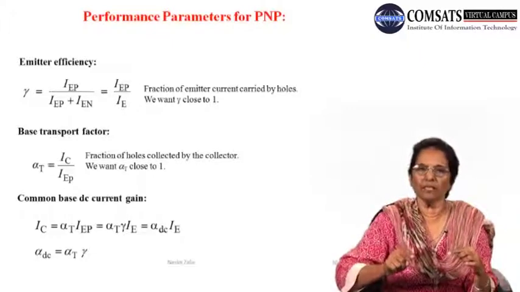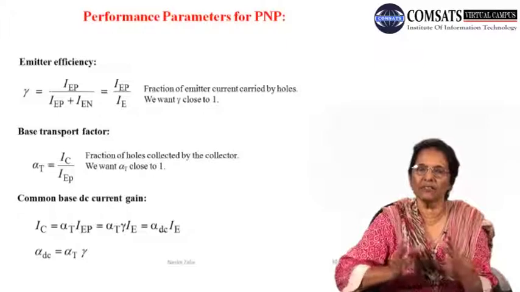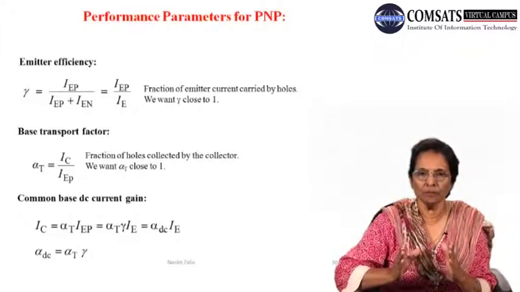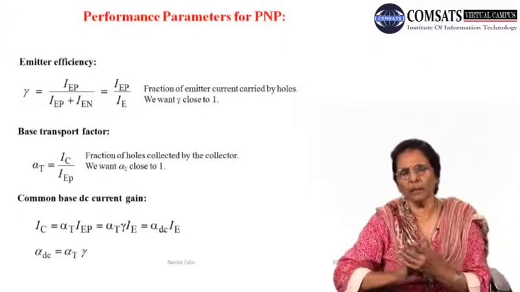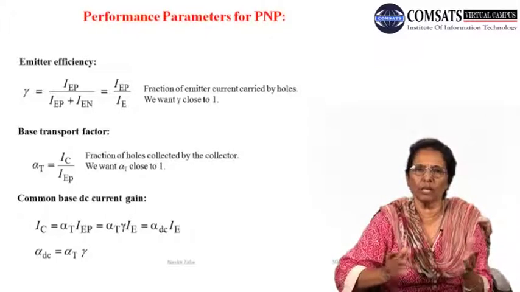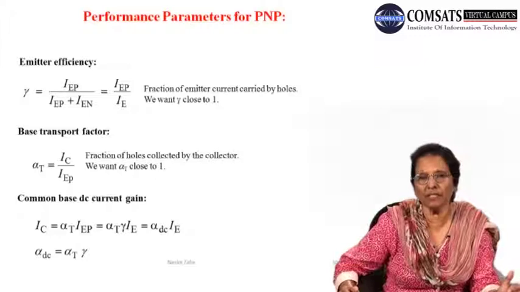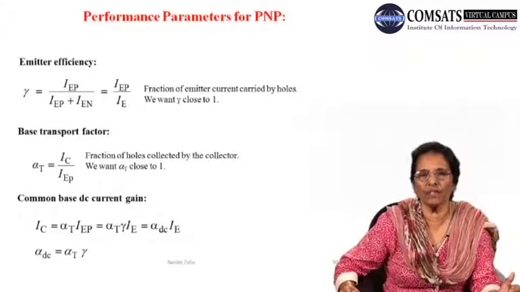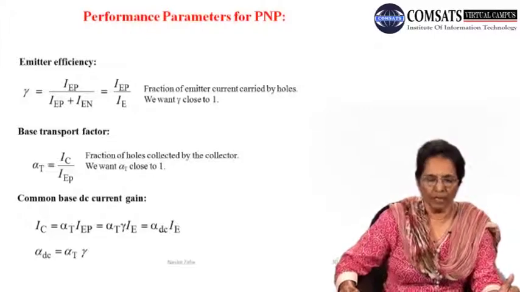So here we just say that the efficiency factor gamma can be made to be as high as 1 by minimizing the loss of carriers coming from the emitter into the base.